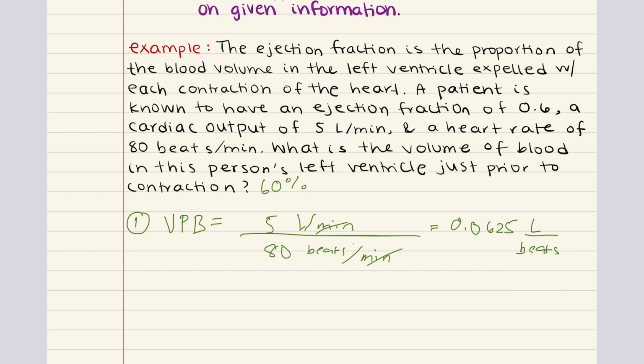Now, in the second step, we want to relate the ejected volume to the ejection fraction. So the problem states that 60%, or 0.6, of the total ventricular volume is ejected during each beat. This means that 0.0625 liters represents 60% of the total volume. So mathematically, we can express that in the following way: 0.0625 is equal to 0.6 multiplied by the ventricular volume, which I'm going to write as VV.